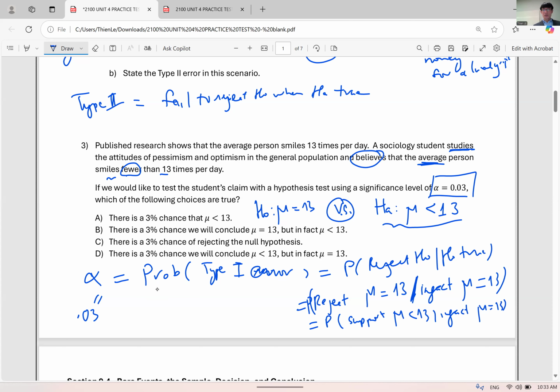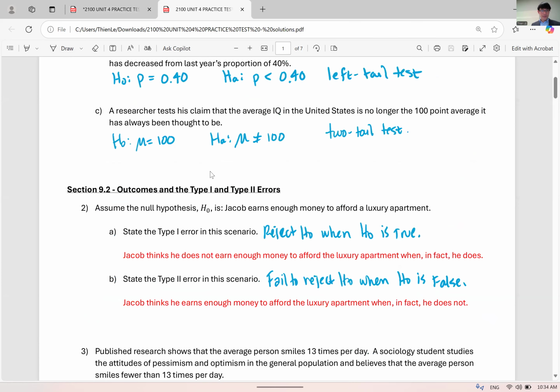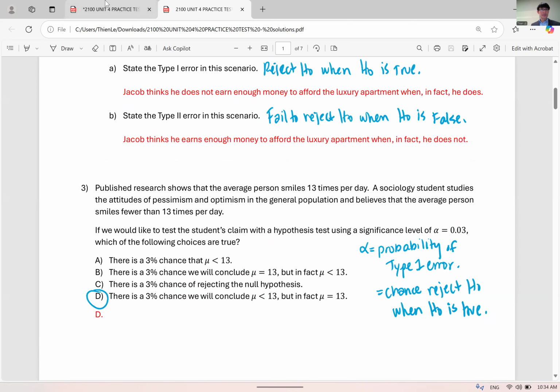So it had to be a choice with a conclusion in two parts. It should be A here. There are 3% chance we will conclude, so it's wrong. It's not like that. There's a 3% chance of rejecting the null. There is a 3% chance we will conclude mu less than 13, but in fact mu equals 13. So this is the correct choice. Let's look at the solution here as well. So it's D. Okay, good.